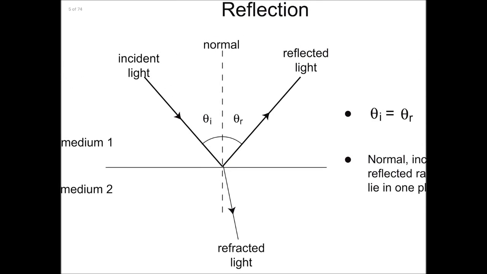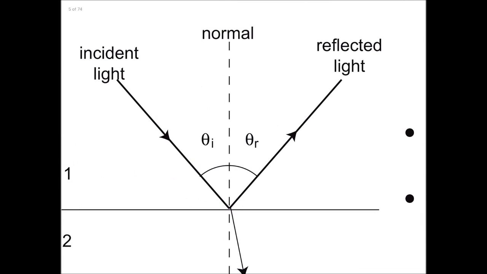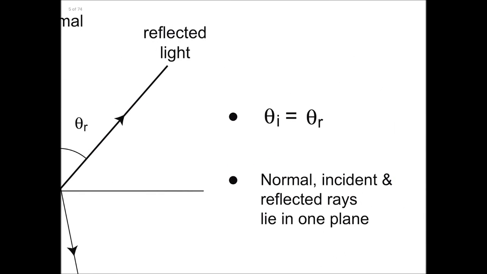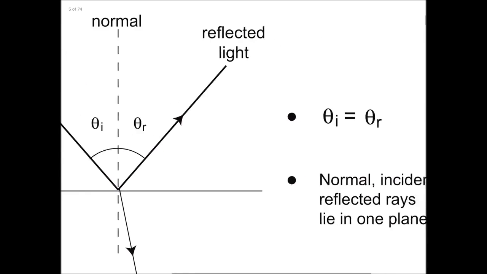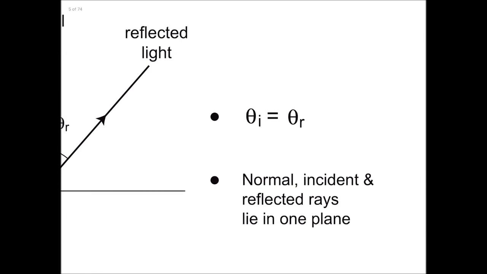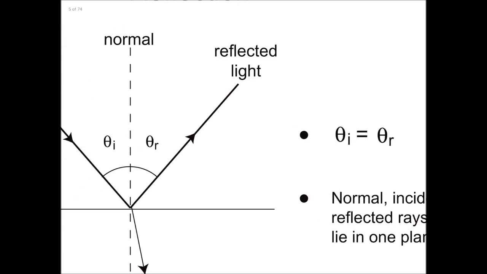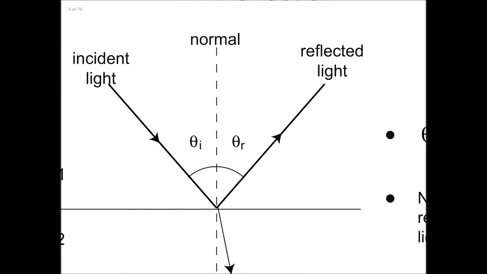In the case of the reflected light, there are two laws that govern the situation. The first law is that the incident angle, theta I, must always be equal to the reflected angle, theta R. And the second law is that the normal, which is the perpendicular drawn to the interface between the two media, the incident and the reflected rays must all lie in the same plane. So imagine the plane here is the screen, and the incident and the reflected light must be contained within the plane of the screen. It cannot come out of the plane.